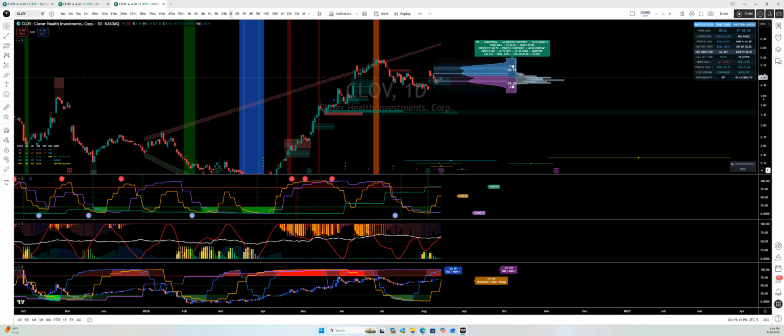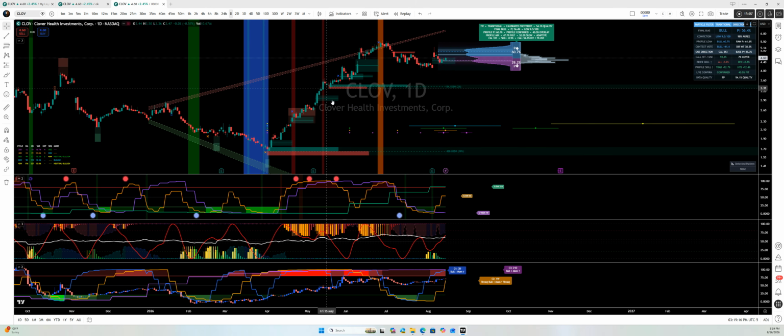So we talked about those two things. We got an order block right here, structured at 2% at $3.36. We'll never see that low price again. But you know, it exists. It's there.